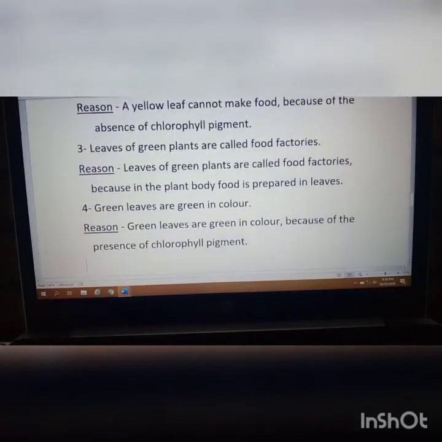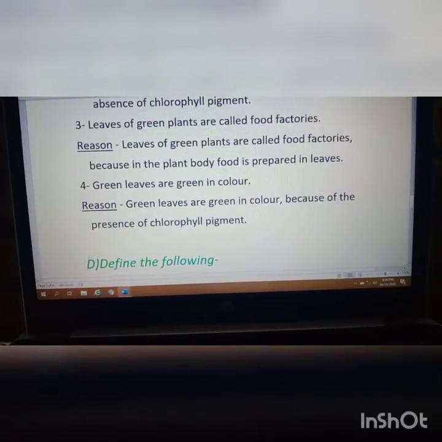Now question number 4, that is green leaves are green in color. Why are they green in color? That is because of the presence of chlorophyll pigment. Now I am giving you a question that you will have to find out. As leaves are green in color because of the presence of chlorophyll, now tell me why the color of our blood is red. Okay, just find out its answer.